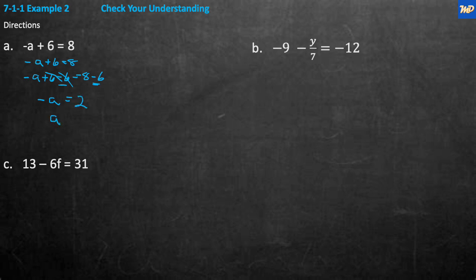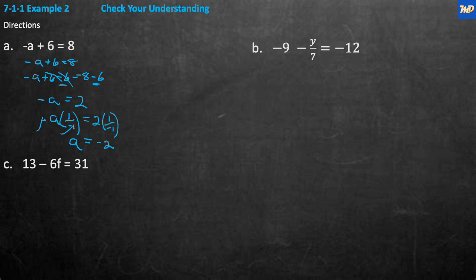So we have negative a, we have to multiply both sides by something to get rid of this negative 1. Well, we're going to multiply by, or divide in this case, the reciprocal of negative 1, which is 1 over negative 1. So you have negative a times 1 over negative 1 is equal to 2 times 1 over negative 1. That cancels out the negative 1 over here, leaving us with an a. A equals 2 divided by negative 1, which is negative 2.